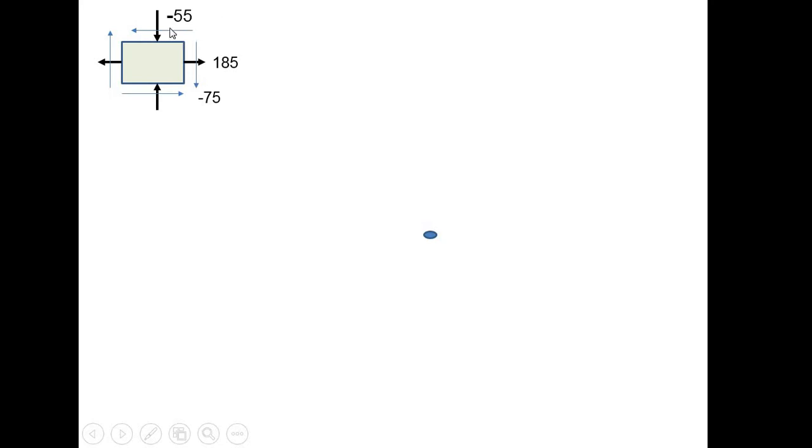Now we need to select the scale. For this particular problem we are going to select the scale 1:2, means 1 mm equal to 2 MPa. Means if we want to plot 185 MPa, we are going to take a distance equal to 92.5 instead of 185. Instead of 75 we are going to take a distance 37.5. So the meaning of this scale is 1 mm equal to 2 MPa.